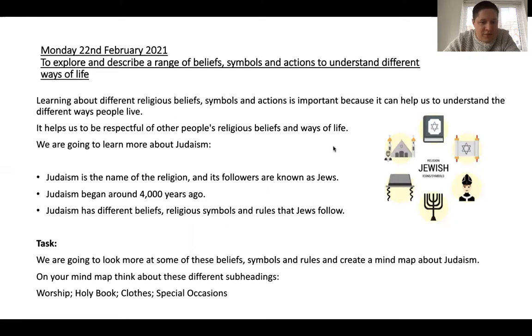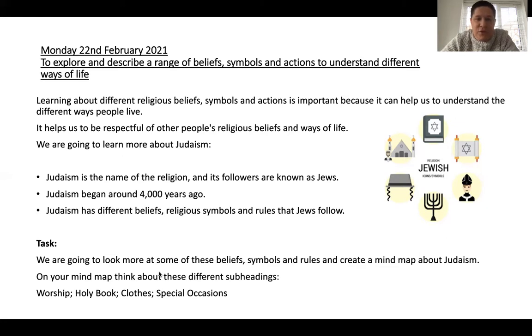So, what I'd like you to do this afternoon is produce a mind map all about Judaism. Like we said, Judaism is the name of the religion, and the followers are known as Jews. Judaism began around 4,000 years ago. There are many religious symbols, beliefs, and rules that Jews have to follow, just like Christians might follow certain rules for their religion. Muslims might follow certain rules for their religion.